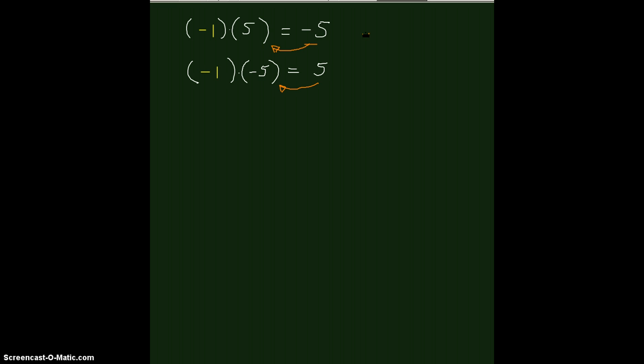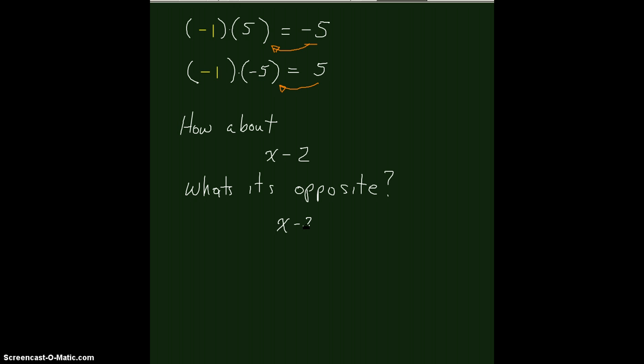Okay, how about a more complex expression? So how about something that looks like x minus 2? Nice expression in mathematics. What's its opposite? Well, the same as 5 had an opposite of negative 5, x minus 2, this whole thing has an opposite. I'm going to put it in parentheses because there are two terms. Has an opposite that looks like that, right?